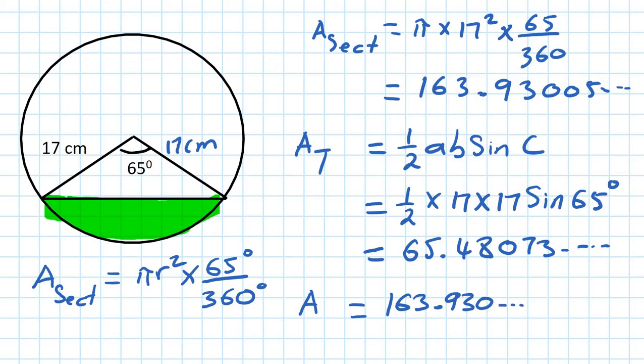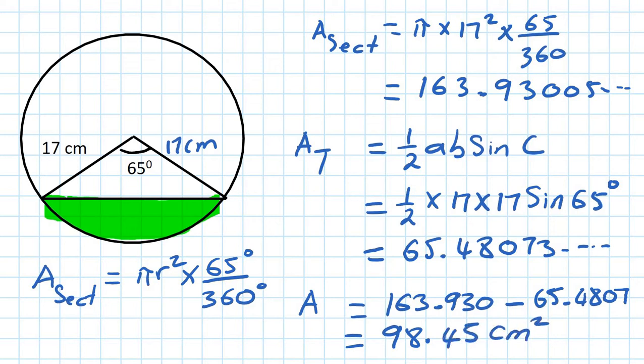So therefore my answer, the area of the segment, A, is equal to 163.930 and so on. I just write up to this, and because I round to two decimal places, that's close enough. So minus the answer of the triangle, which is 65.4807, and then you put that in the calculator and round to two decimal places as well. So the answer is 98.45. I rewrite that so you can see it clearly. 98.45, and don't forget the unit, centimeter squared.